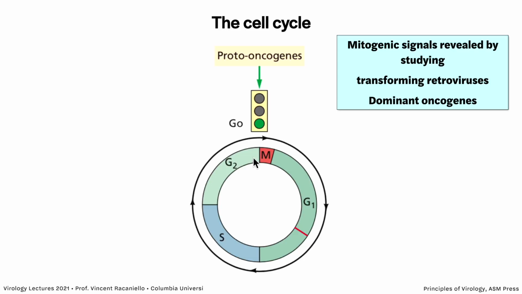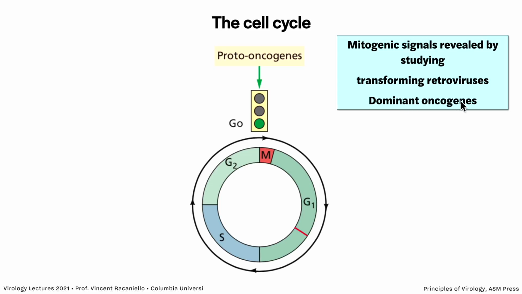The cells will stop here if the conditions are not right, and if there are suitable growth factors in the medium, they will proceed through mitosis. Why is that? Well, after you go through mitosis, now you have two cells, and they have to get bigger again in order to divide again. And if there's no growth factors, they can't get bigger. So that's why you would stop there. The cell cycle is controlled by these proto-oncogenes that were revealed by studying transforming retroviruses.